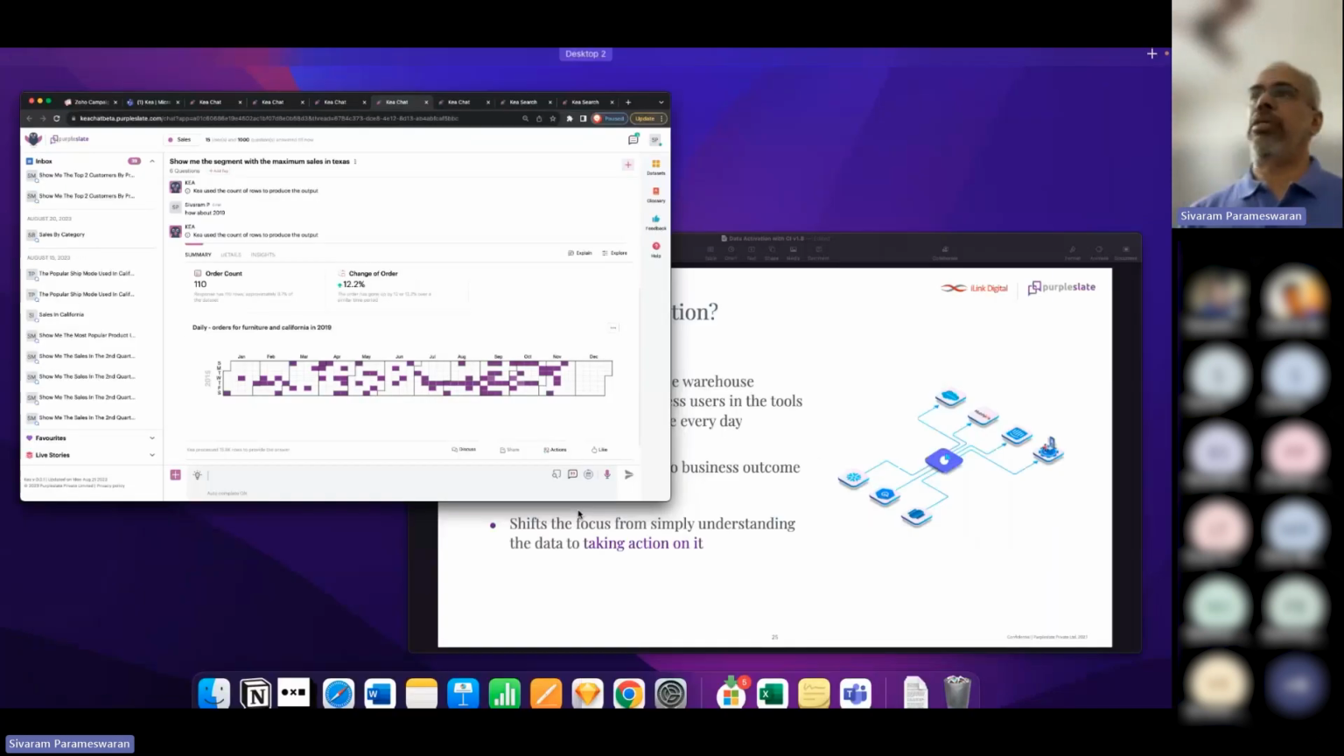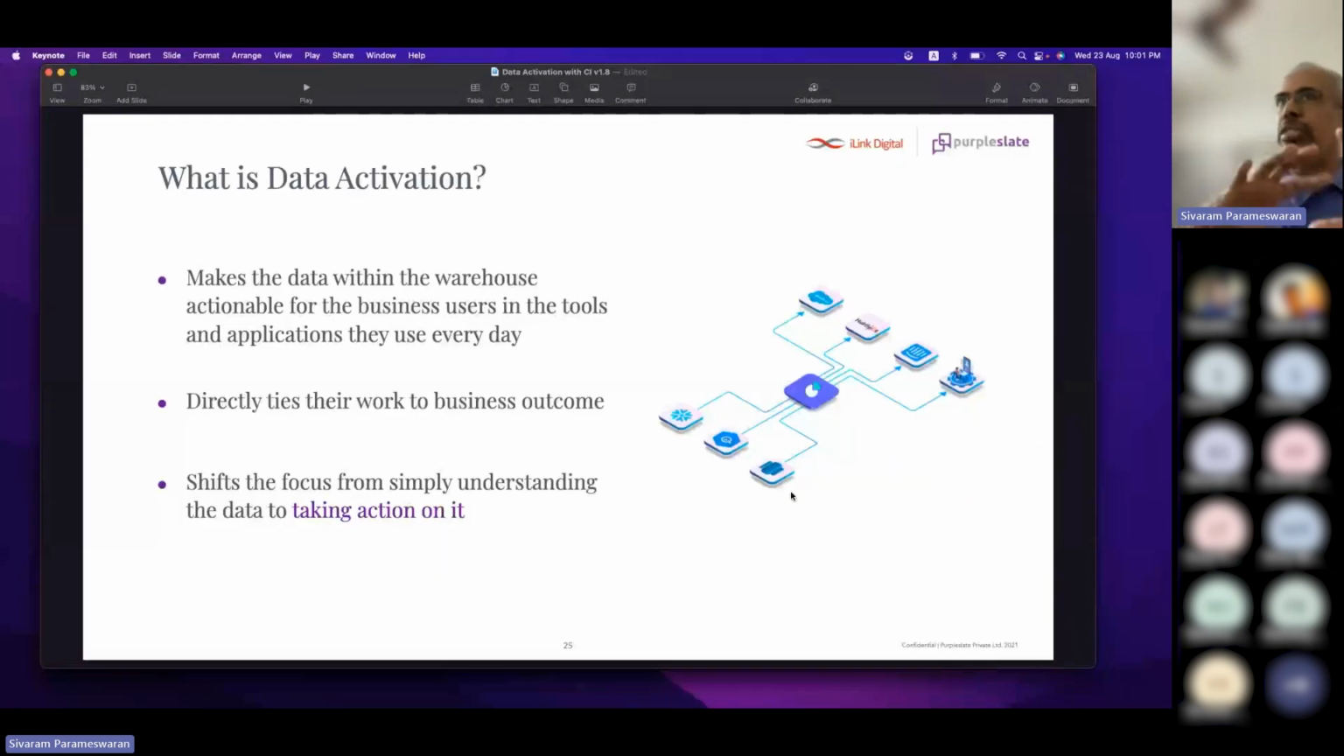That's exactly what data activation is about. It's not just consuming the information. How do we even make this actionable? So it's the third part, as I said: shifting from simply understanding to taking an action.